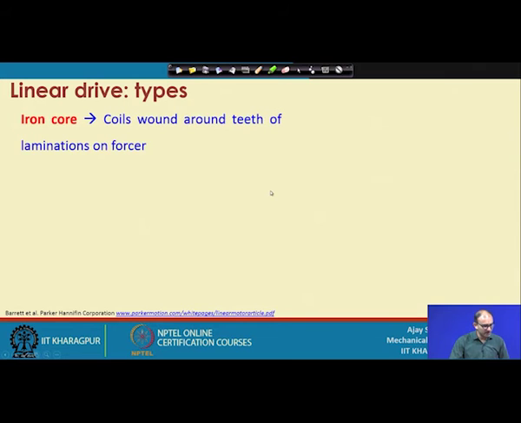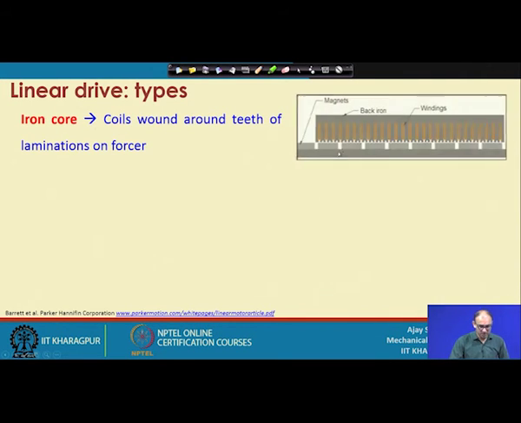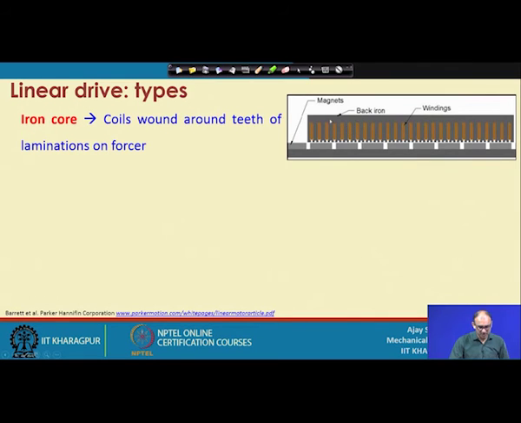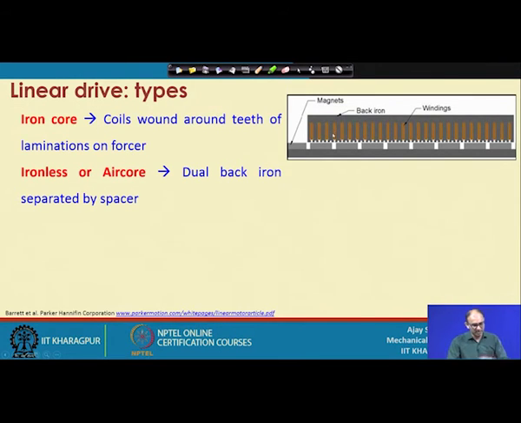So, what are the different types? There are three different types of linear motors. One is the iron core motor. So, what is this iron core motor? This is the forcer or the back iron, the yellow color shows the coil, and these are the magnets located here. Coil or winding, both mean the same. The coil is wound around the teeth of the lamination of the forcer. This is the forcer lamination, and then you put epoxy, wrap it and make it complete.